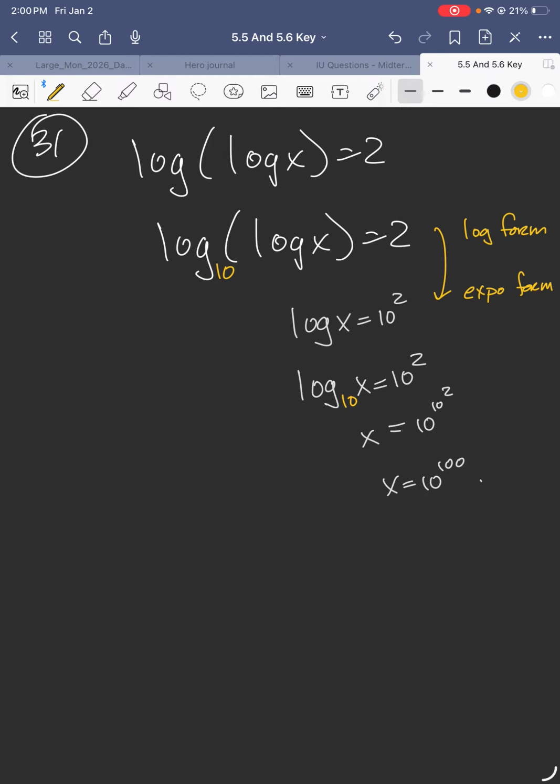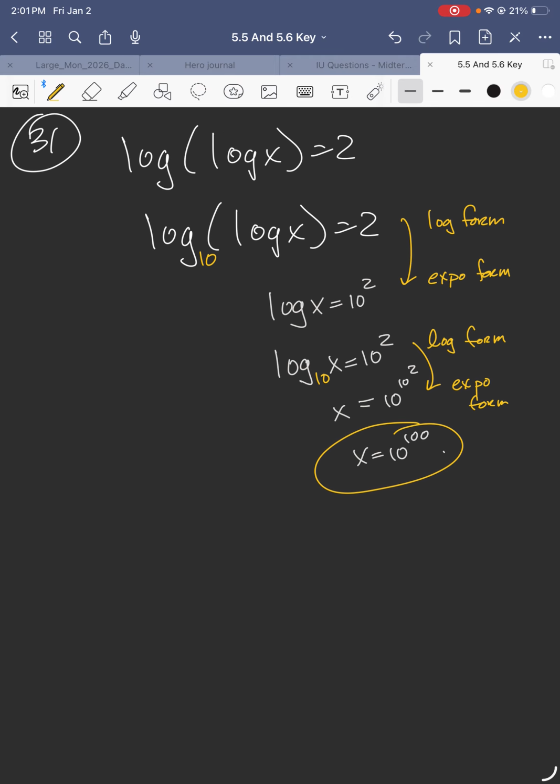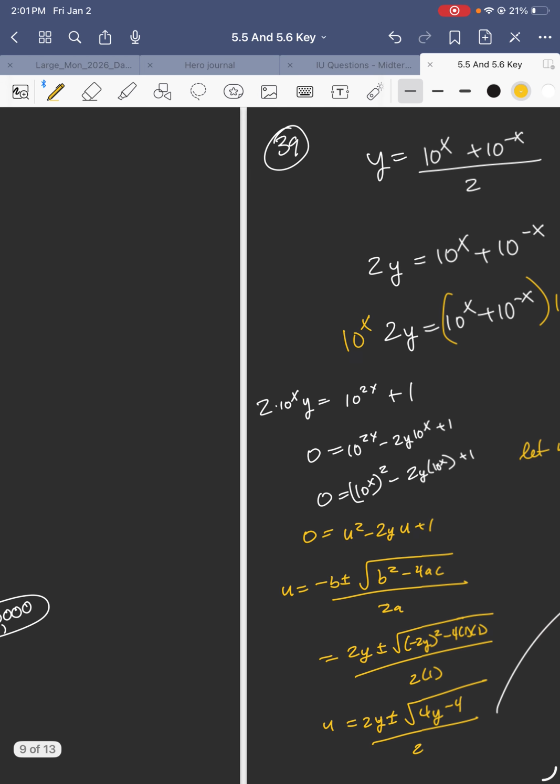And so again, this is in log form. And so I could convert it to exponential form, right? Man, my handwriting's getting really great in my old age. And so now we have 10 to the 10 squared. That's just 10 to the 100. And that's your answer. Pretty amazing.